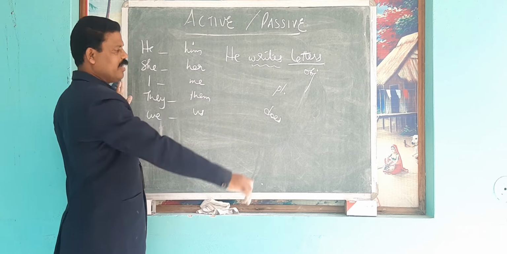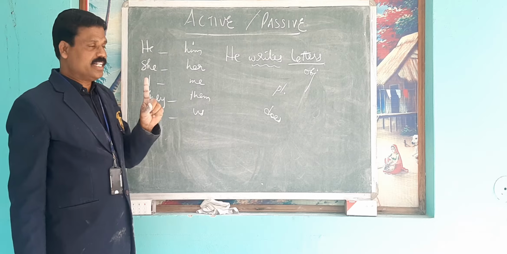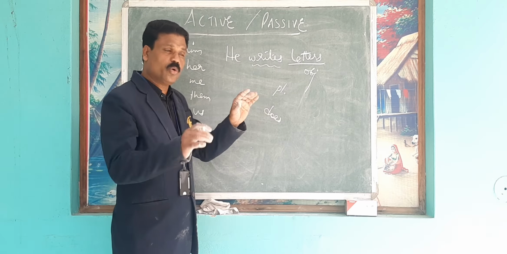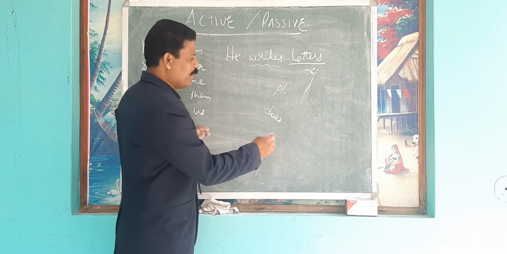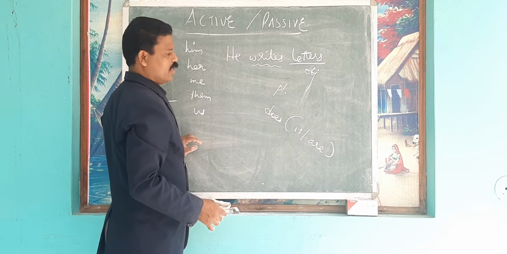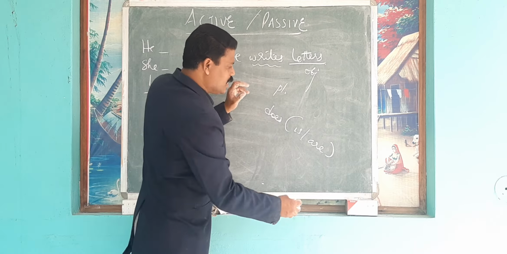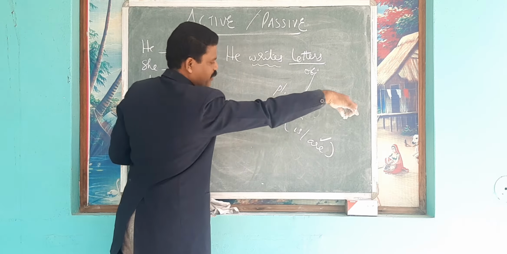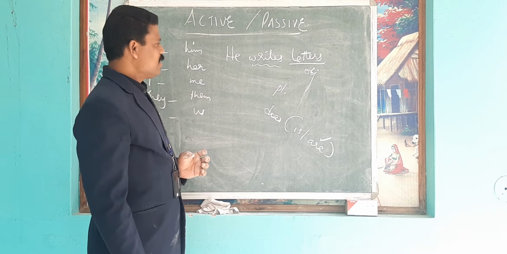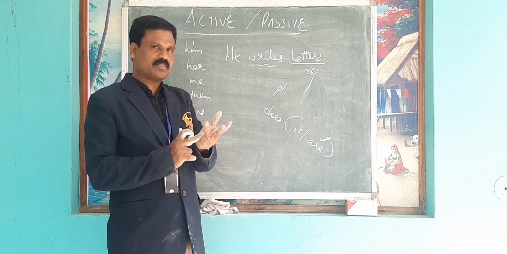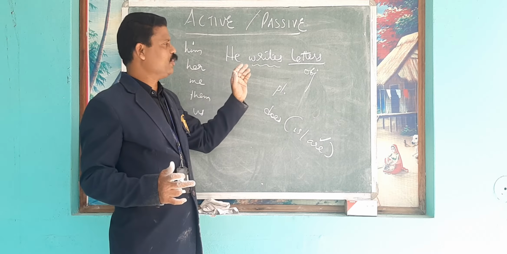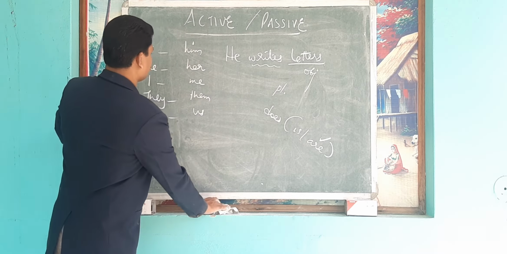Subject here is he. And you know that if there is do or does in the sentence, we will replace do or does by using is or are. Here letters is plural, so we got the auxiliary are. So before writing the answer, it is necessary to identify the object, subject and verb.